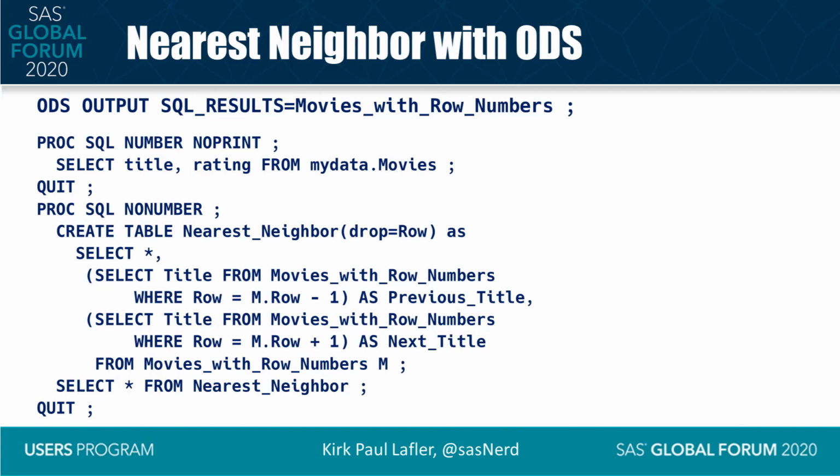Now, as you might guess, I'm using -1 and +1. Those are values that can be changed. If you want to go back more than 1, or you want to go ahead more than 1, you can change the -1 and +1 to something different. Now, I've hard-coded these values, but they could be specified as parameters into a macro or whatever the case is. And I'm going to then select all columns from nearest neighbor, the table that I created in the create table statement. This is what we get.